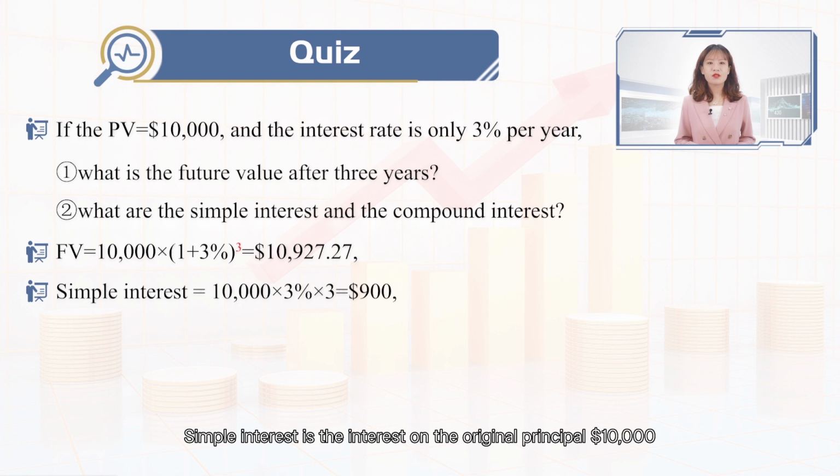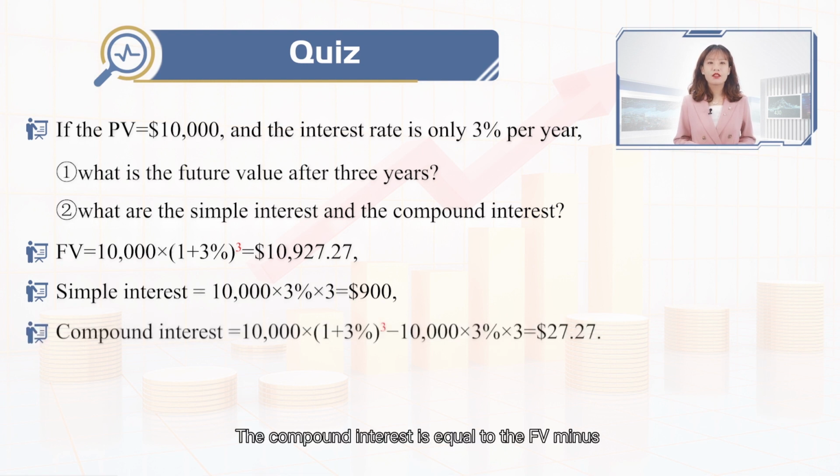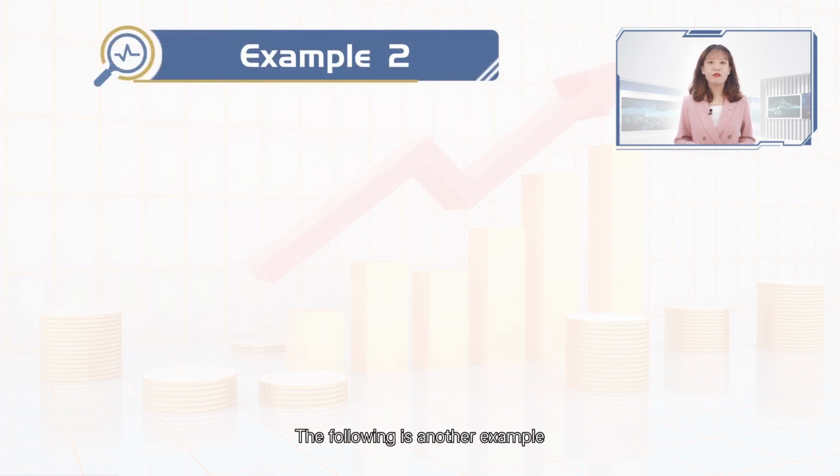Simple interest is the interest on the original principal $10,000. It's 10,000 multiplied by the interest rate 3%, and then multiplied by the number of years 3. It's $900. The compound interest is equal to the FV minus the original principal, and simple interest is obtained as $27.27.